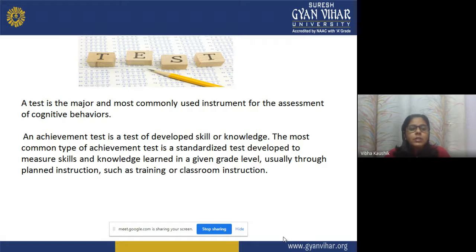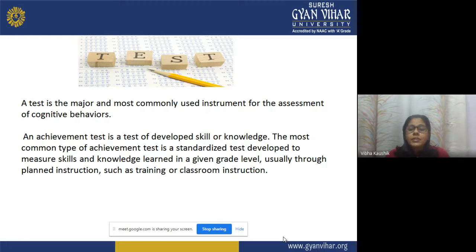An achievement test is a test of developed skills or knowledge. Now, what do you mean by achievement test? An achievement test is a test which measures developed skill or knowledge. The most common type of achievement test is a standardized test. Means the most common tests which we use to assess the achievement of the students are the standardized tests.